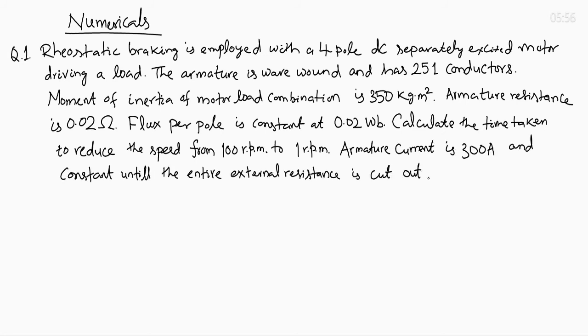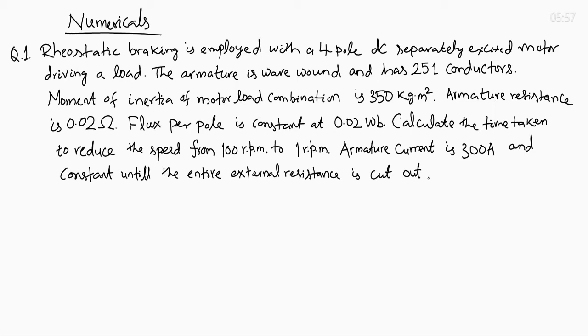So, question 1 is like this: rheostatic braking is employed with a 4-pole DC separately excited motor driving a load. The armature is lap wound and has 251 conductors. Moment of inertia of the motor-load combination is 350 kg meter square. Armature resistance is 0.02 ohm. Flux per pole is constant at 0.02 Weber.